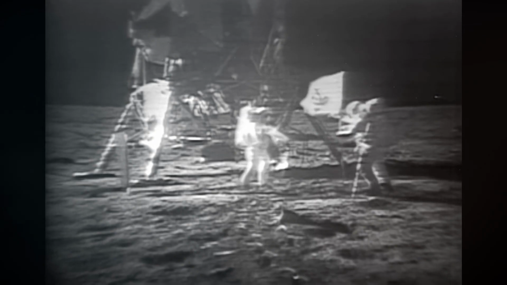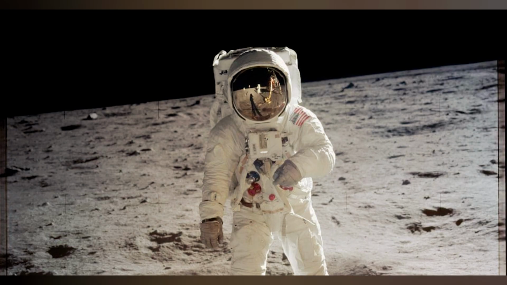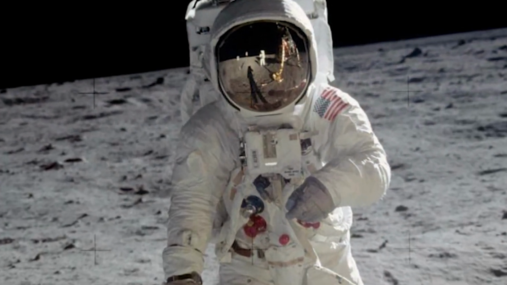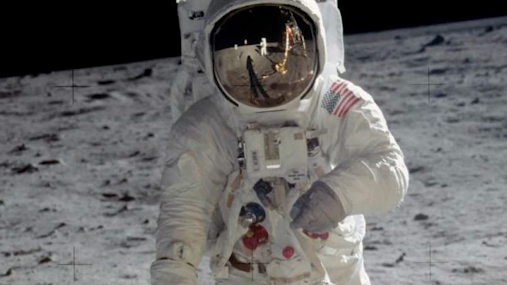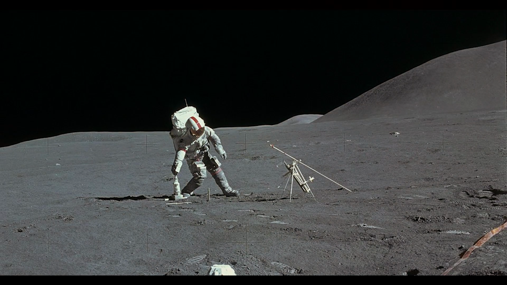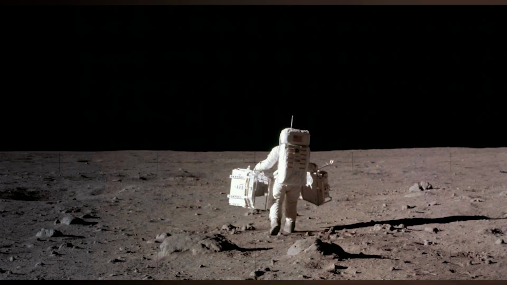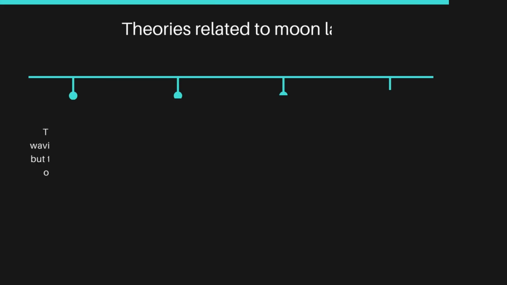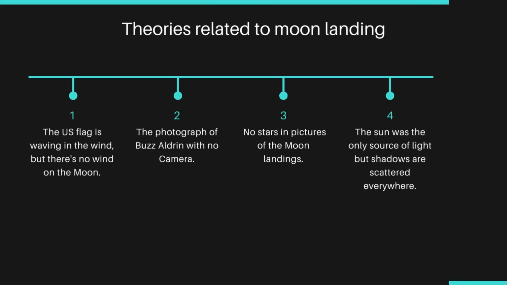Because the US flag is waving, but there's no wind on the Moon. Or the photograph of Buzz Aldrin, taken by Neil Armstrong, raises another controversy, because it clearly demonstrates that Neil did not hold a camera in his hand. And why are there no stars in pictures of the NASA moon landings? There are many theories related to the moon landing. I will answer each and every one.